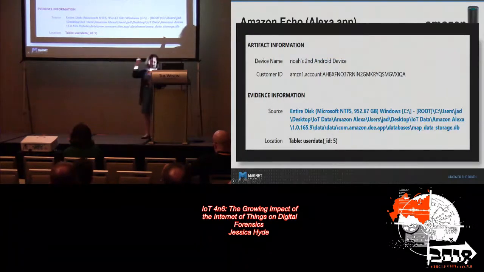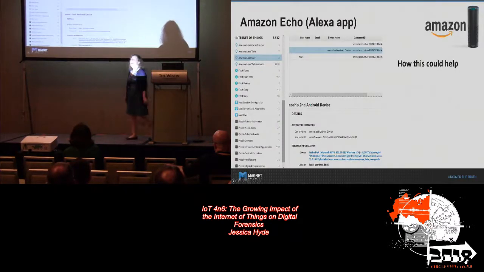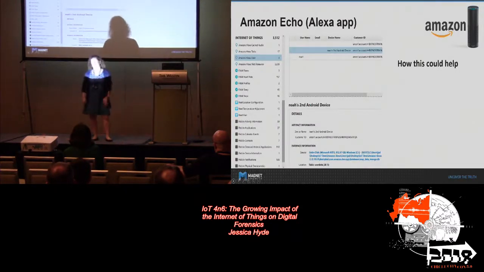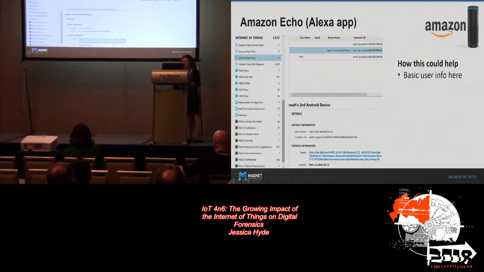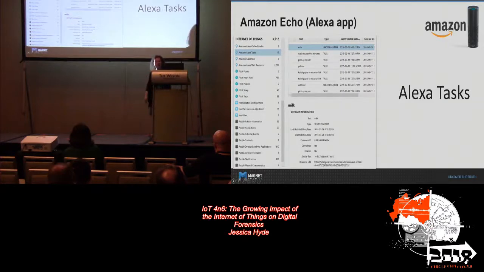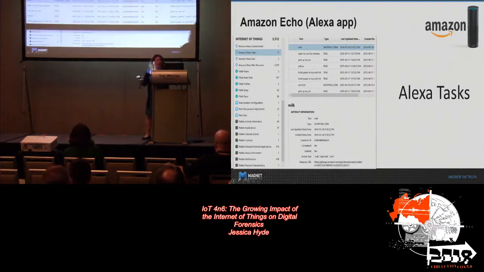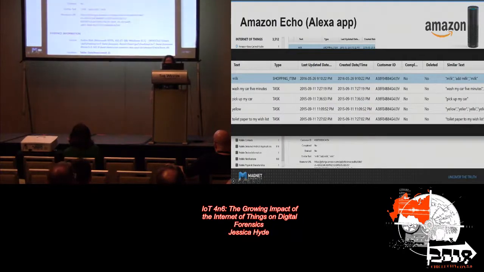So, this is the string we care about, this customer ID, and you'll see why. Obviously, not for reaching back to Amazon since they don't share data. That's okay. So, there's some basic user info here, but that customer ID might be worth a warrant or subpoena. Not really the reason we care. Alexa tasks. So, I can recover this. Alexa tasks will actually give me different things that were said, as well as similar text, the created time, the last updated time.